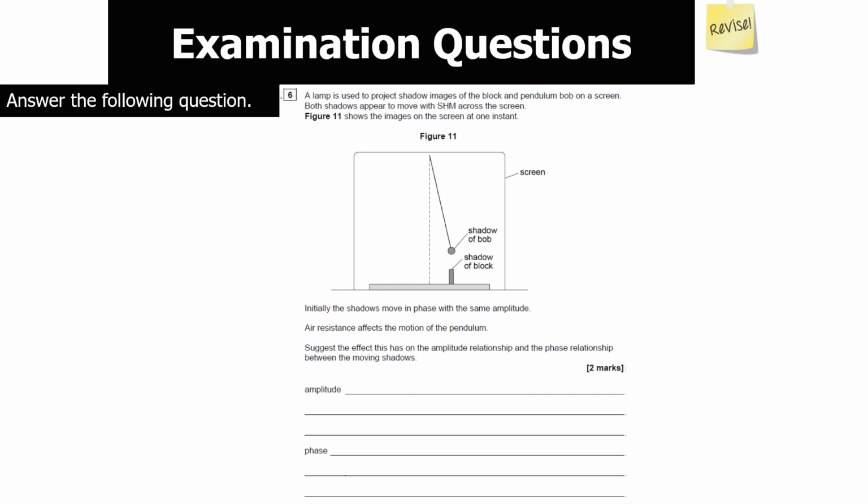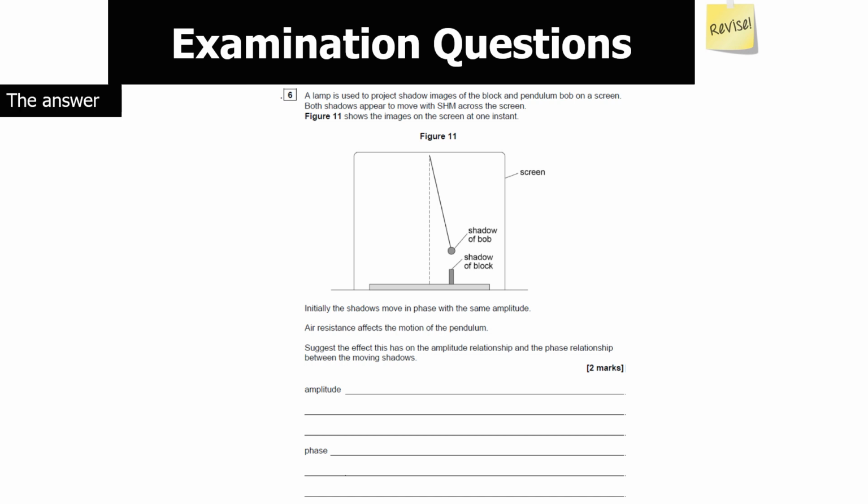The next question says, a lamp is used to project shadow images of the block and pendulum bob on a screen. Both shadows appear to move with simple harmonic motion across the screen. Figure 11 shows the images on the screen in one instance. Initially the shadows move in phase with the same amplitude. Air resistance affects the motion of the pendulum. Suggest the effect this has on the amplitude relationship and the phase relationship between the moving shadows. So pause the video now, then unpause the video when you want to go through your answer.